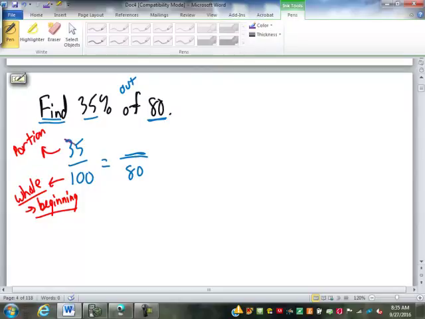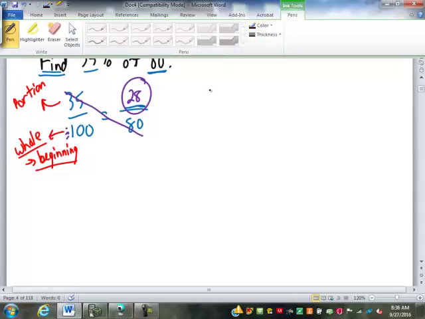We can cross multiply. 35 times 80 is 2,800. Divided by 100 is 28. So 28 is 35% of 80. Could you reduce and then cross multiply? You could, but with calculators it really doesn't matter. I'm just adding another step where there's a potential for error.